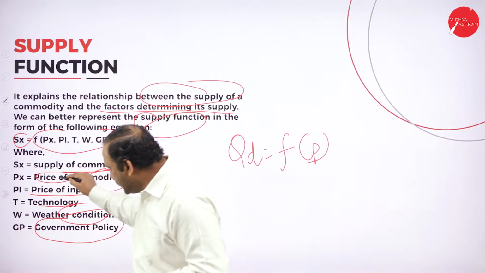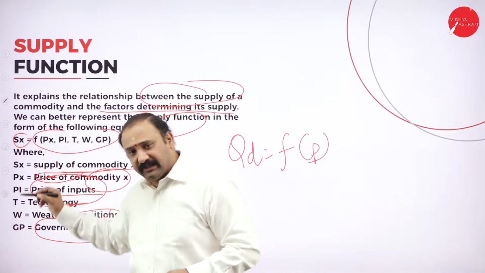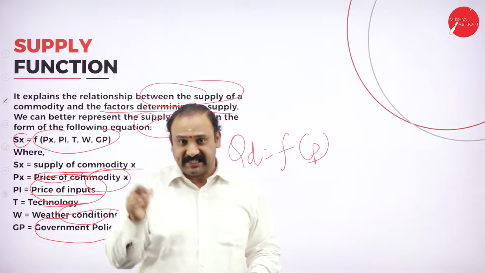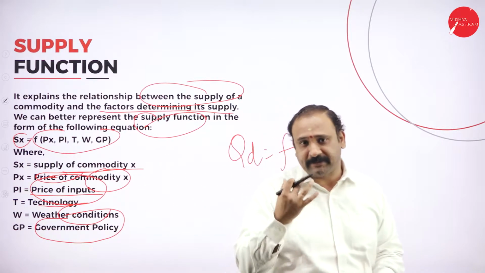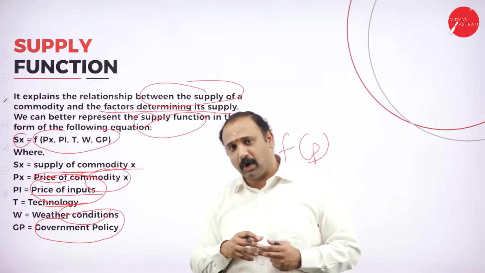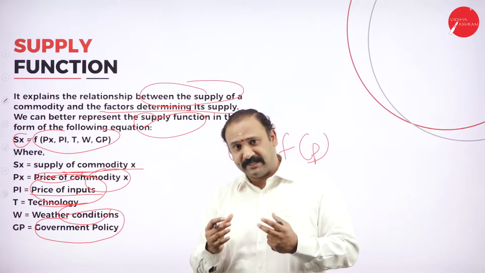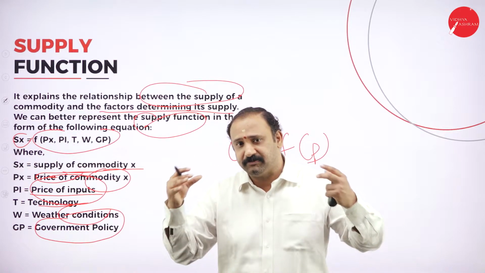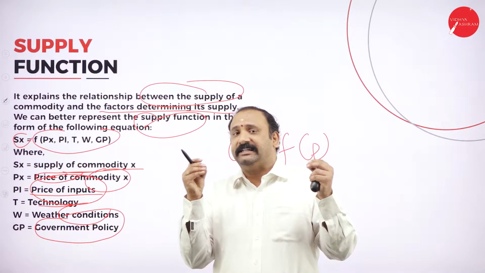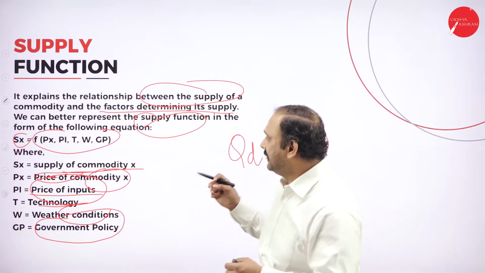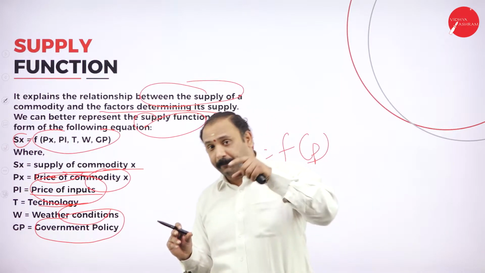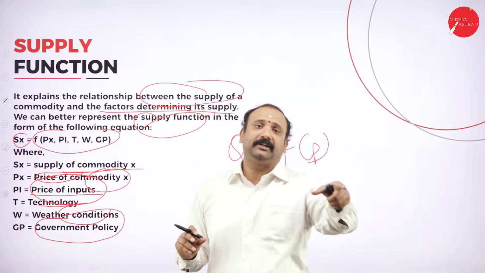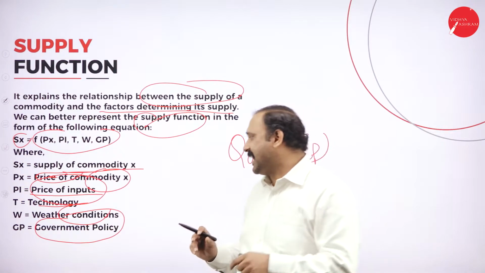Now, price of the input. The input factors, the inventory factors needed to manufacture that particular product, are very expensive. It is not found, or it is very difficult to get, then automatically supply will also show a factor. So the price of the inputs will matter to the supply to a very great extent.